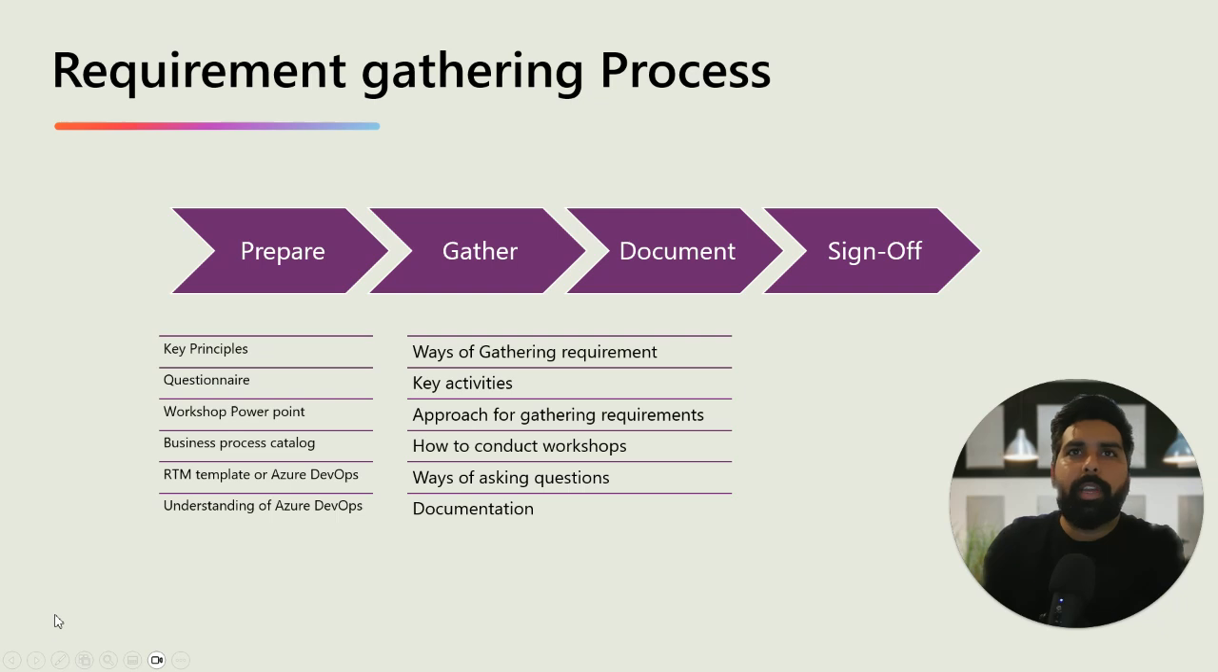This is just a quick recap. All these things which we are talking about are part of our requirement gathering process, where we talked about preparing for the requirement gathering, then gathering the requirements, documenting, getting the sign off, and then going into the design phase and drafting your design document based on the gaps which you have identified throughout your requirement gathering process.